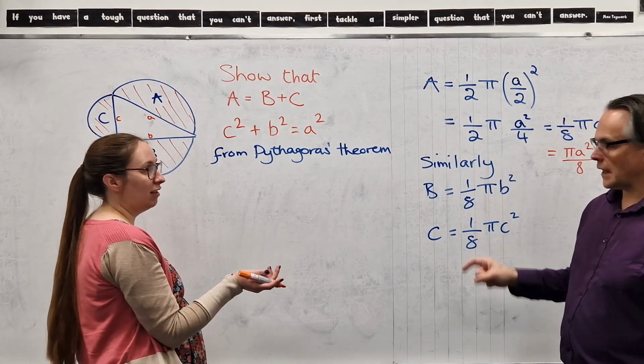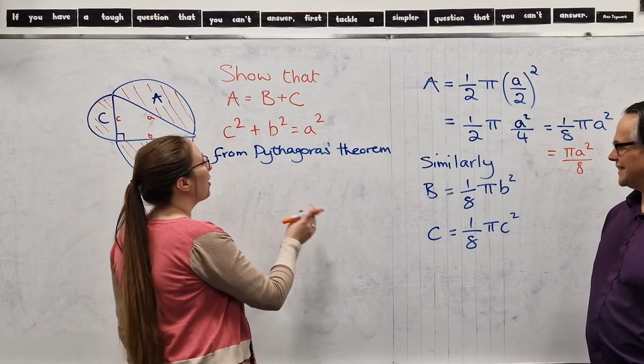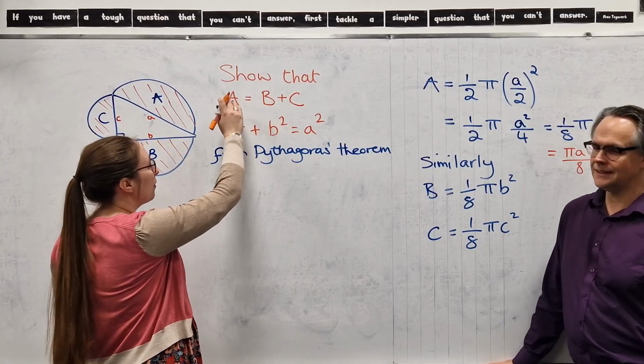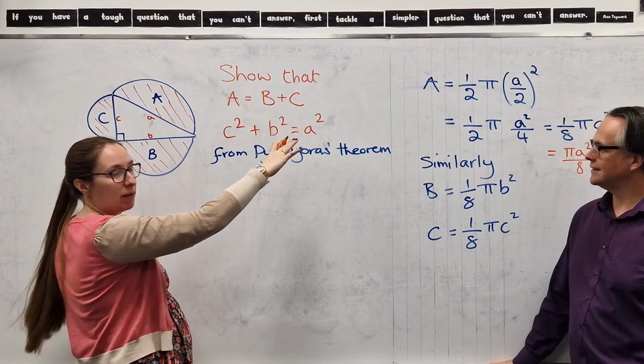Do you want me to go from here? Or go on? Yeah, let's see how Grace would do this from here. So here you're trying to prove that the area of A equals the area of B plus C. And now we've got all of those 3 bits of information.